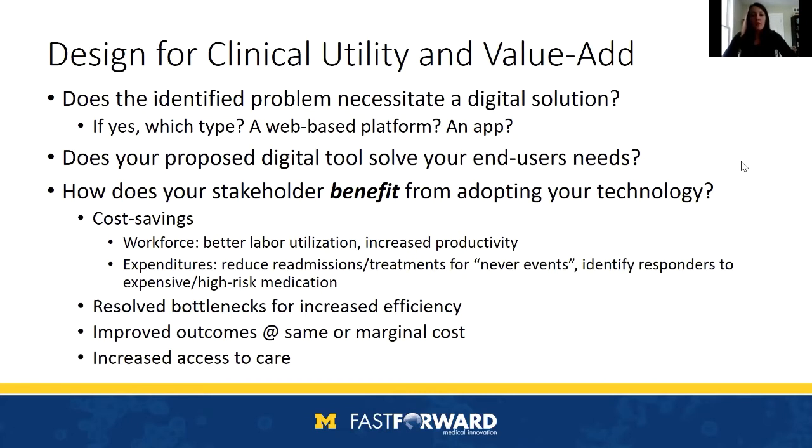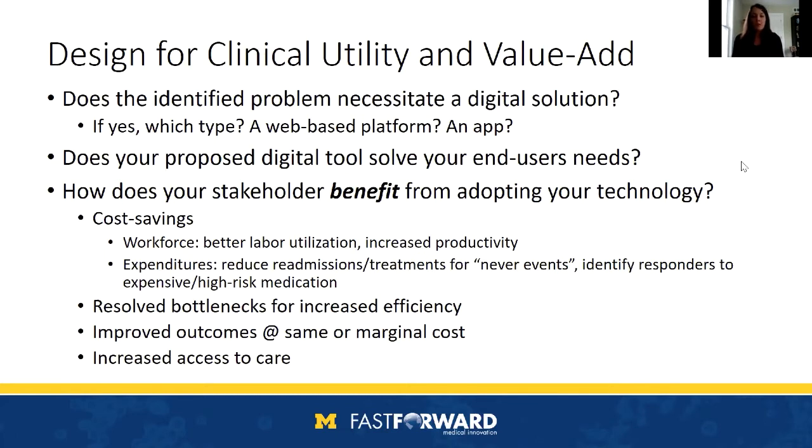And then ultimately, we want to look at how your stakeholder will benefit from adopting your technology. So in terms of alleviating a lot of their pains or inefficiencies, how do they benefit from adopting your technology? It may be in the form of cost savings. So maybe there's better labor utilization if you're able to translate lower level skills to a digital environment, which may free up your skilled workforce to do things that are more worthy of their time. You may in turn increase their productivity.